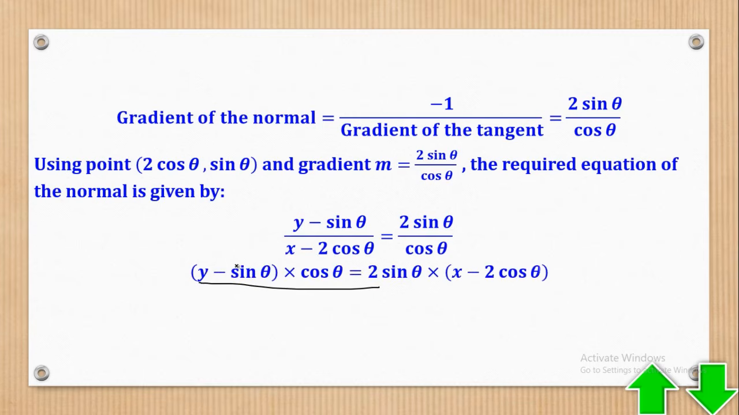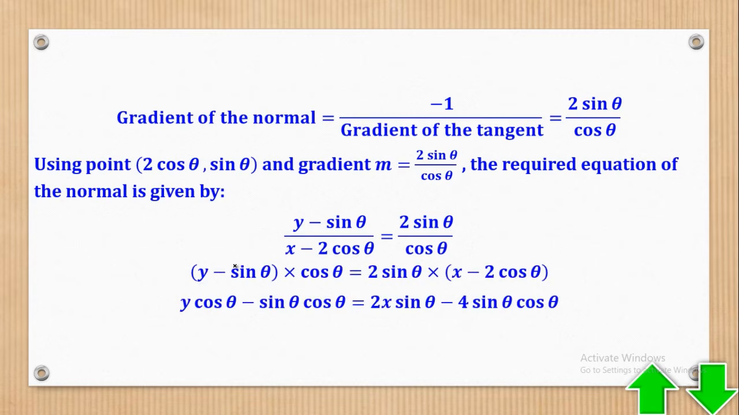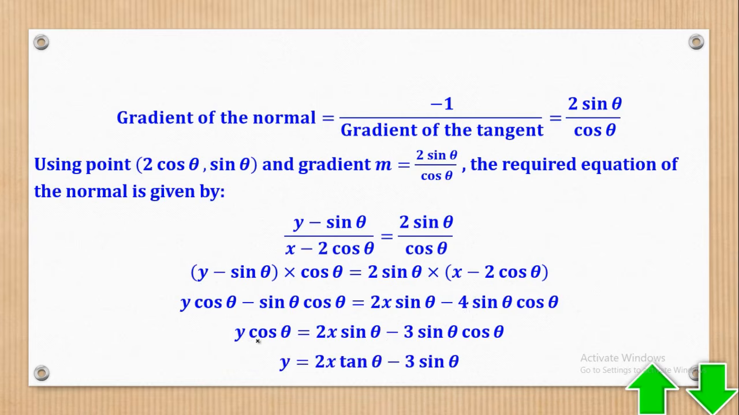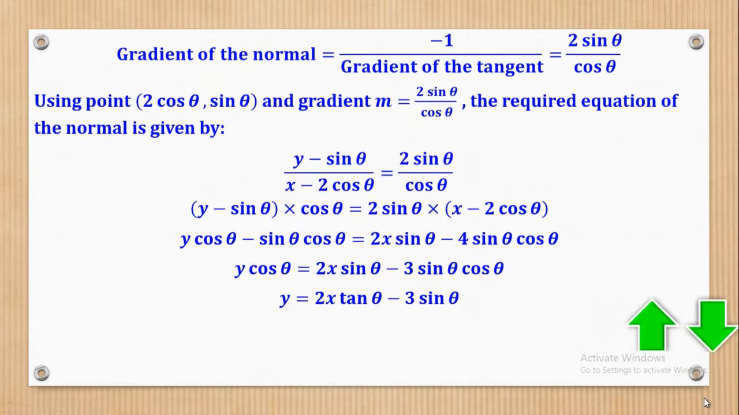Cross multiply to get that, open brackets to get that, collect like terms to get that. Because when this one goes this side, it will be negative 4 plus 4 to give you negative 3. Then divide through by cos theta to come up with that. So now we shall go to part B.